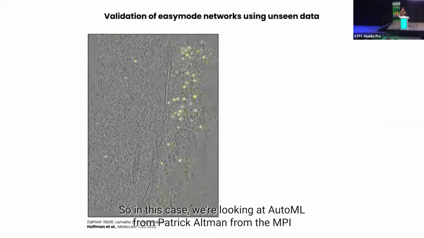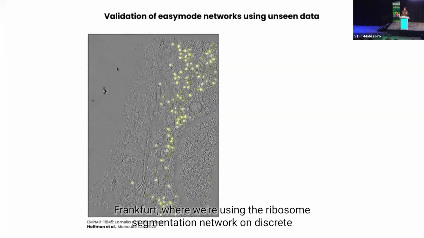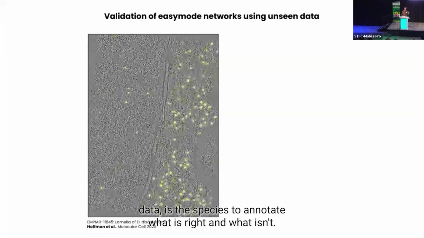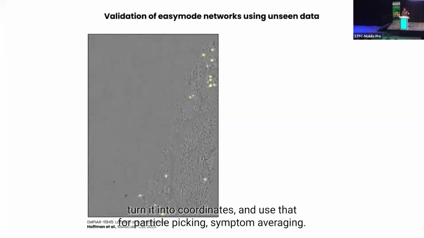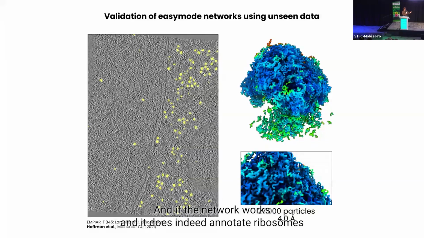So in this case, we're looking at a tomogram from Patrick Hoffman from the MPI Frankfurt, where we're using the ribosome segmentation network on Dictyostelium discoideum is the species, to annotate what is ribosome and what isn't. The idea then is that you can take the segmentation output, turn it into coordinates, and use that for particle picking, subtomogram averaging, and if the network works, and it does indeed annotate ribosomes fairly specifically, what should come out is a ribosome. That doesn't guarantee that you're not picking other things, but at least when it comes to approximating some ground truth about the particle in cryoET, I think subtomogram averaging is one of the best ways. And so we do that.